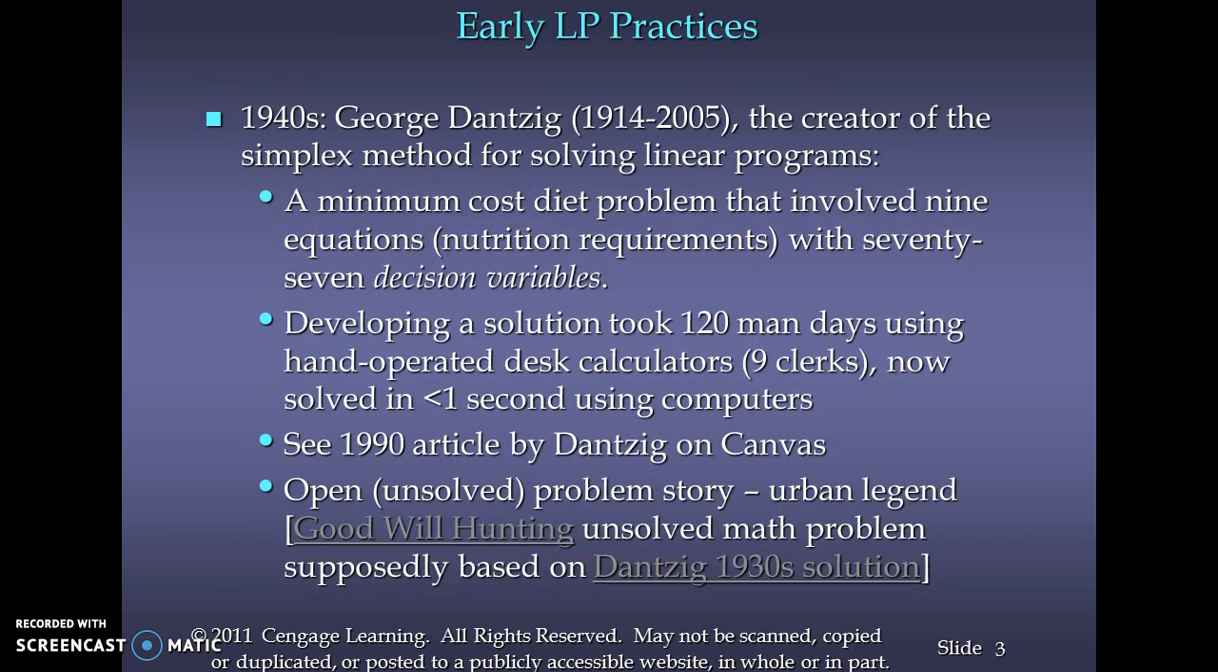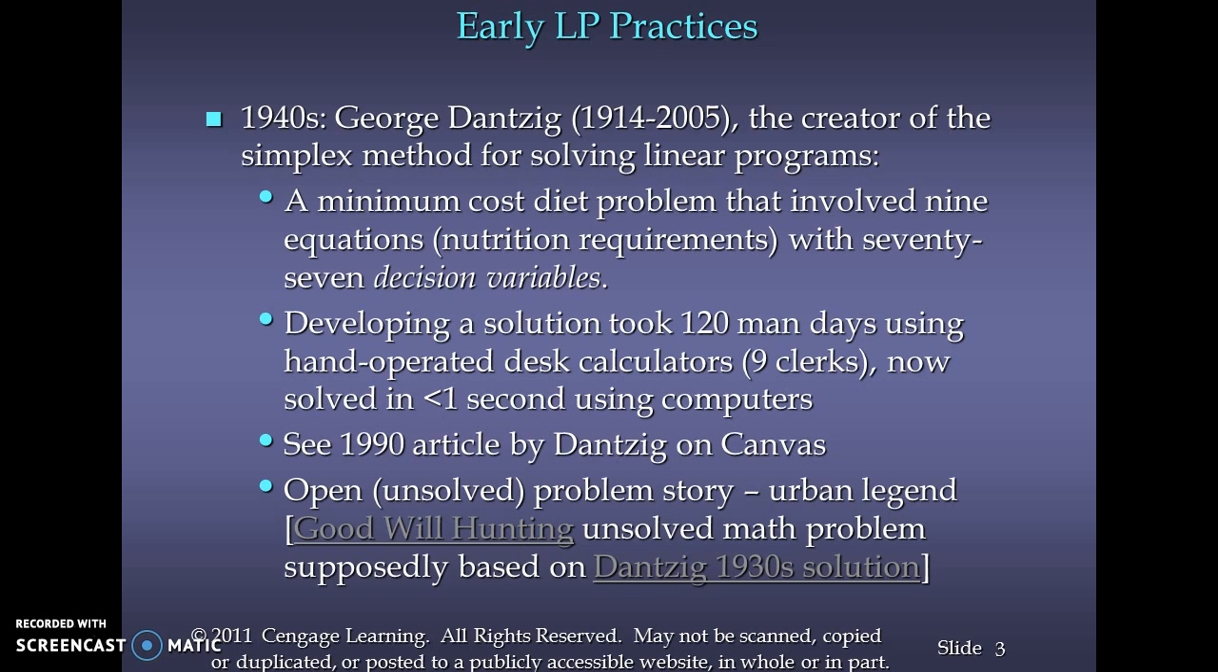A little background. Where does this come from? Where did linear programming originate? Well, there's a fellow named George Dantzig. He had a PhD and spent a lot of his career teaching at Stanford. He is the acknowledged creator of the simplex method. And he developed in the 1940s, during the Second World War, a diet requirements solution that he was attempting to develop for the Army.